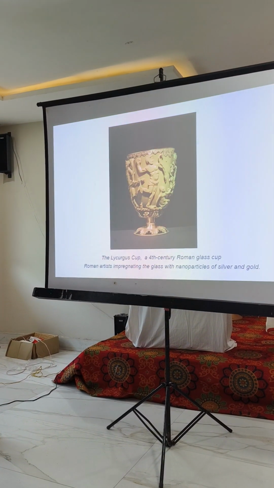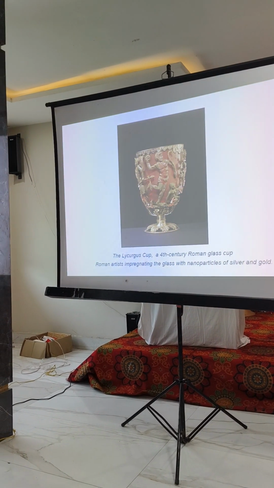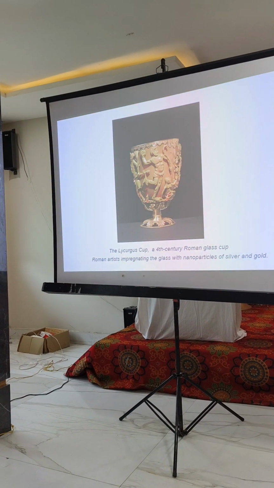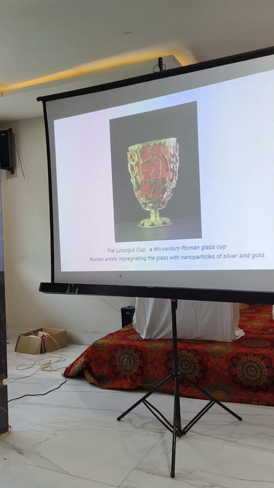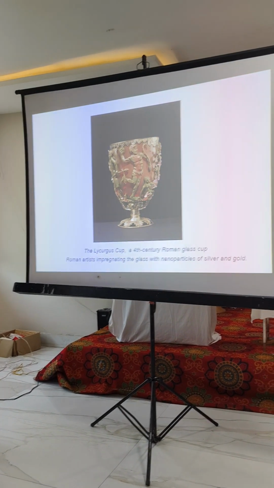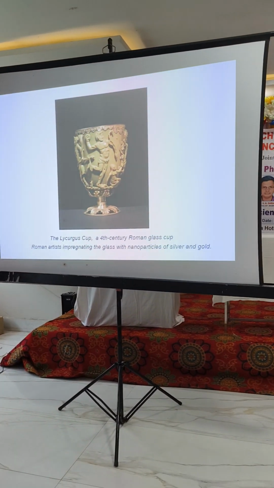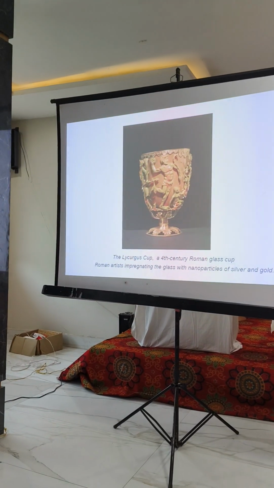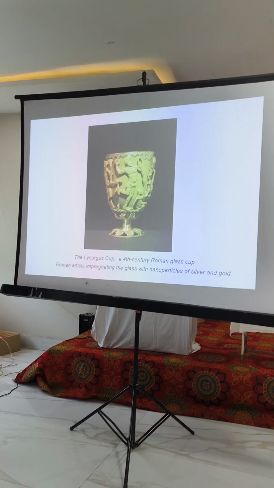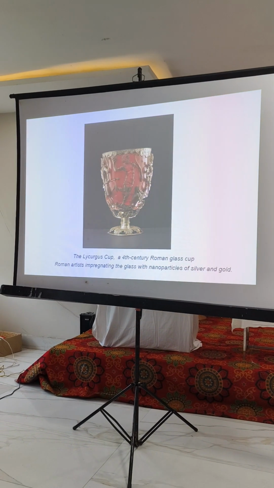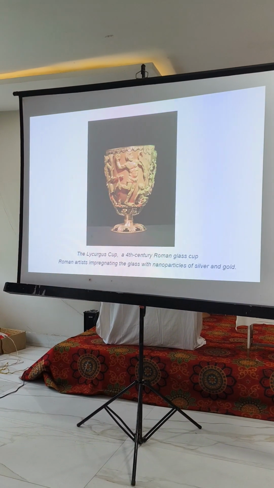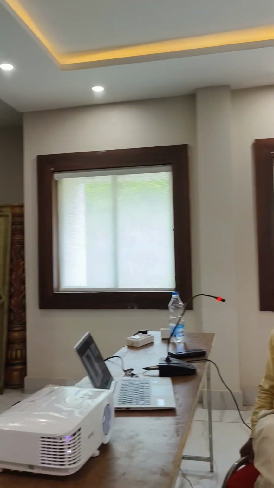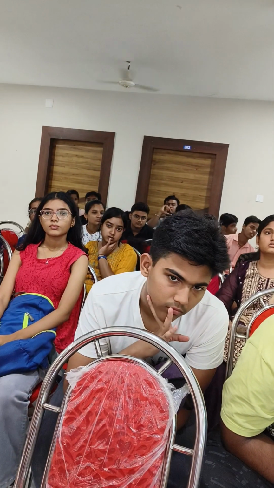You are able to see two colors, and probably you are familiar with this now. This is a 4th century BC old cup, called the Lycurgus cup. In the Roman period, kings and people like that would use this cup. Why is this color changing? Can anybody have any idea why the color is changing? One time you have a green color and the next time you have red. What happens?